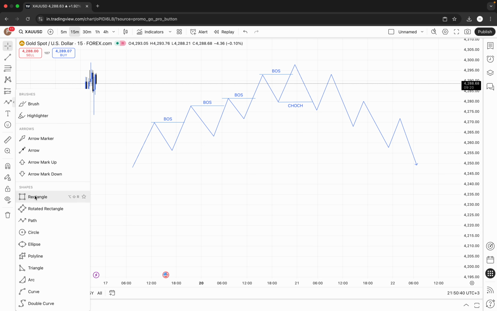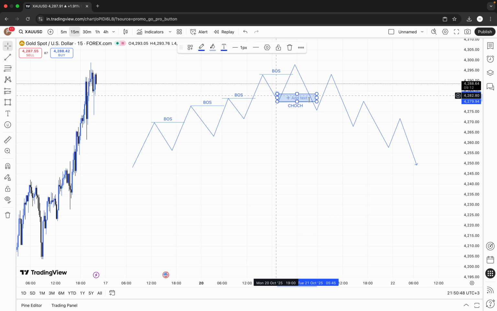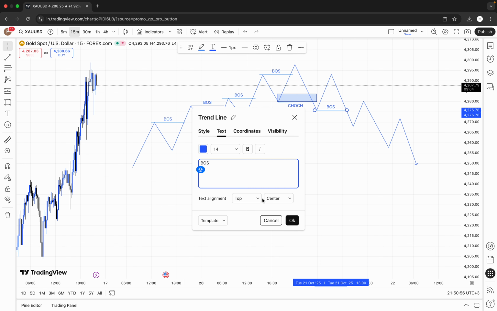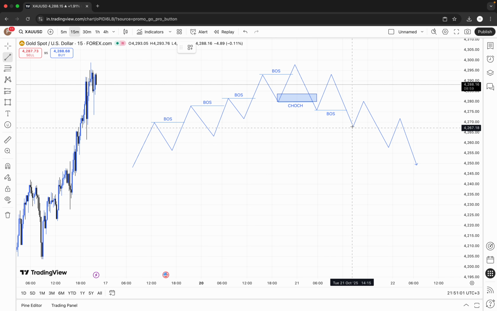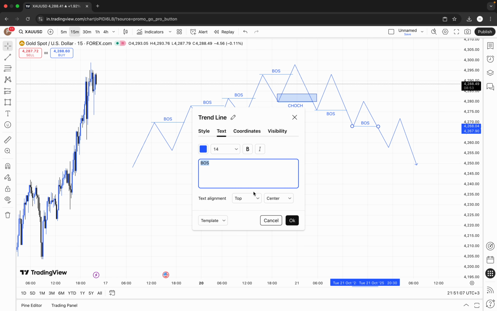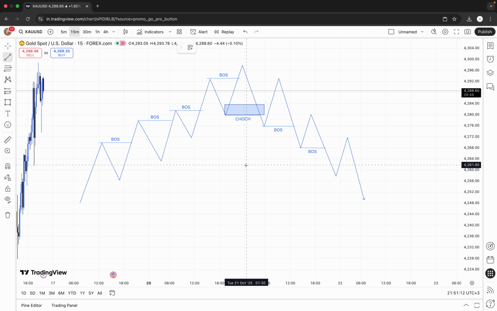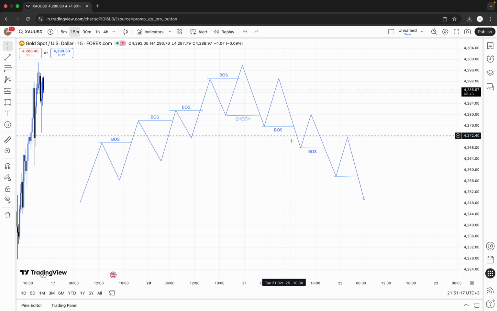After this, the demand zone we have in here was disrespected. Then you have a change of character to the downside, break of structure to the downside, continuation, and another break of structure to the downside, and another continuation, break of structure to the downside. Let me first delete this, you're going to get confused.